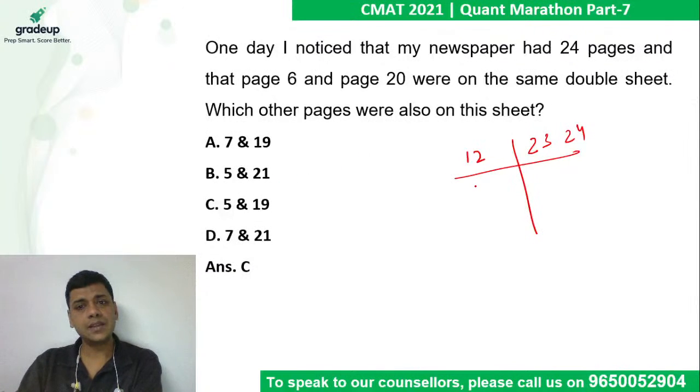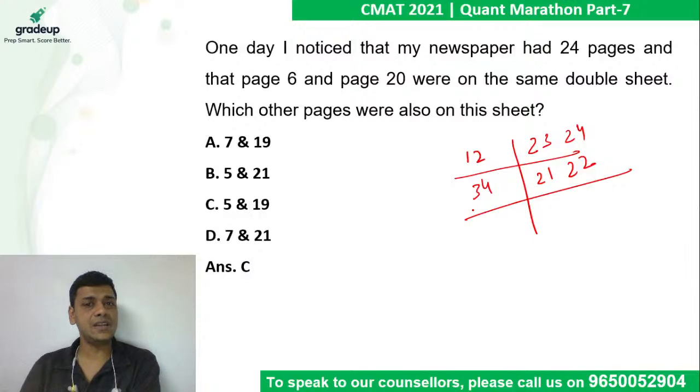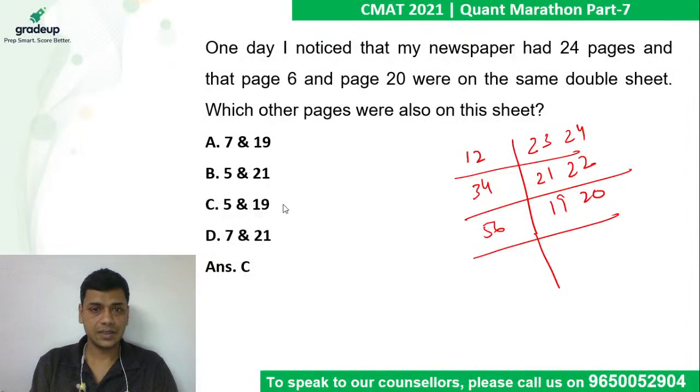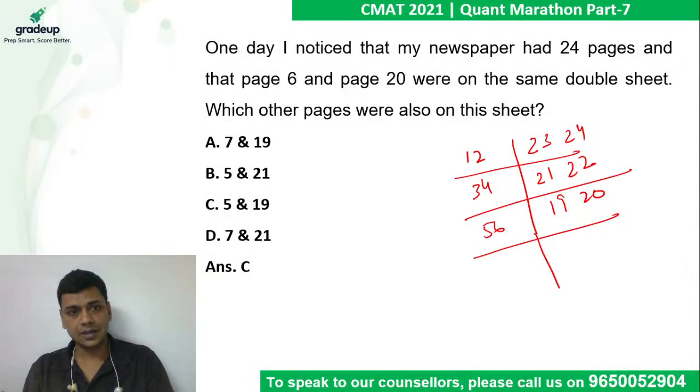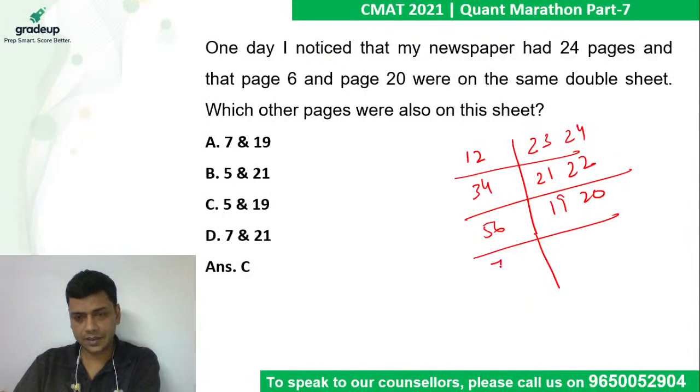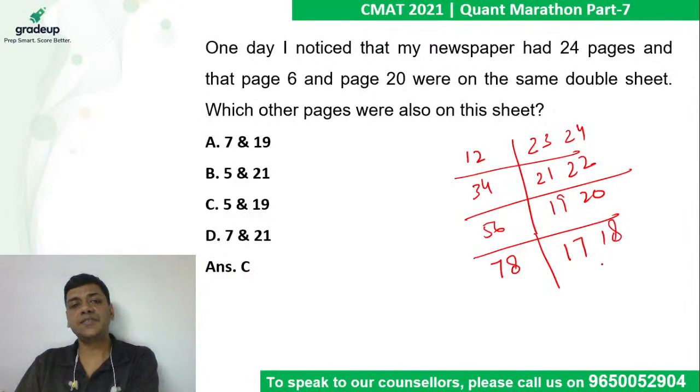Similarly, next would be 3, 4. On the other side, it will be 21, 22. So 3, 4 and 21, 22 will be on the same sheet. Next would be 5, 6 and 19, 20 will be on the same sheet. And next would be 7, 8 and 17, 18, which will be on the same sheet.